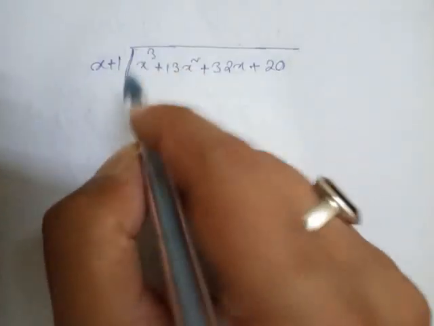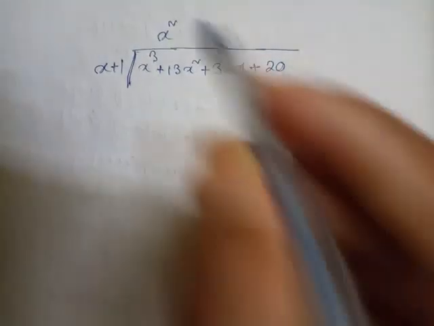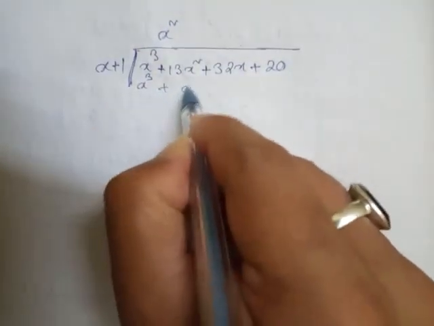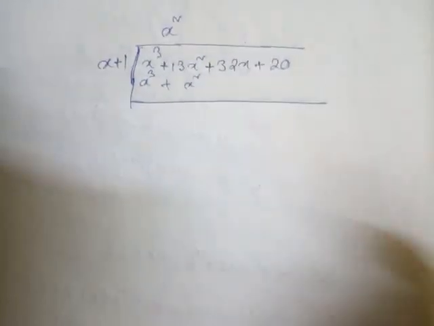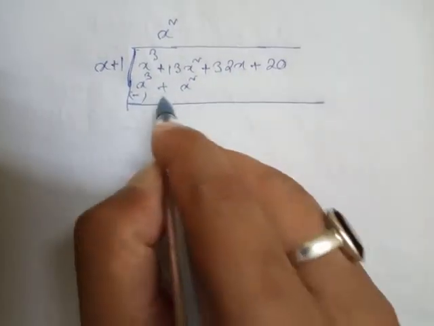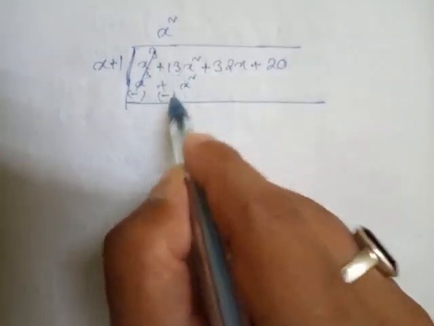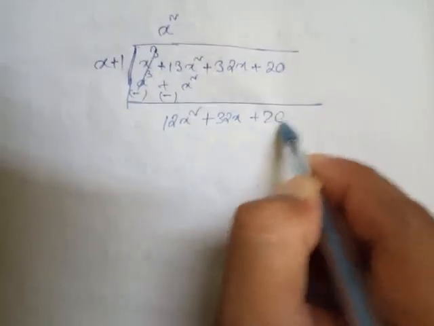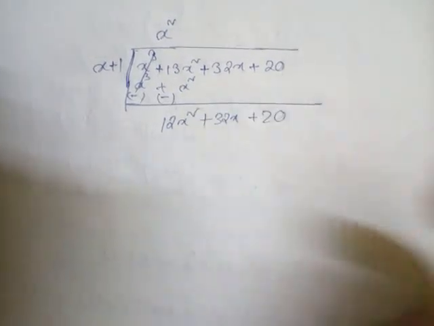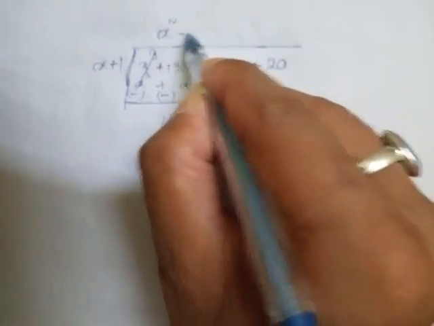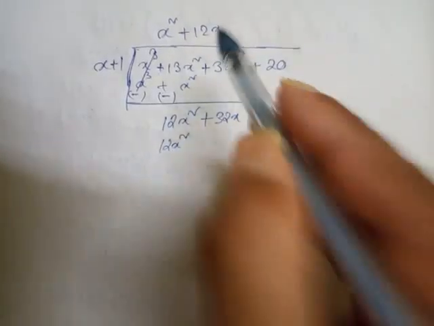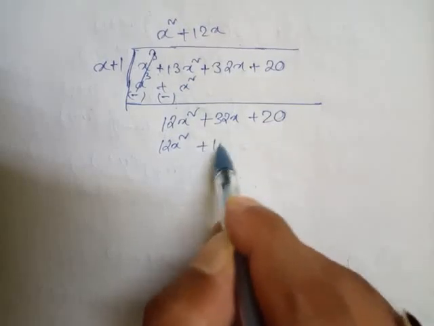Students, now let's start the division. X cube, there is x only, so put down here x square. X square into x is x cube. Now x square into 1 is x square only. Now after that the sign will change to minus, and this will cancel. 13 minus 1 is 12, 12x square, then 32x, and then 20. Now 12x square, so there I will write 12x only. 12x into x means 12x square, and 12x into 1 is also 12x.